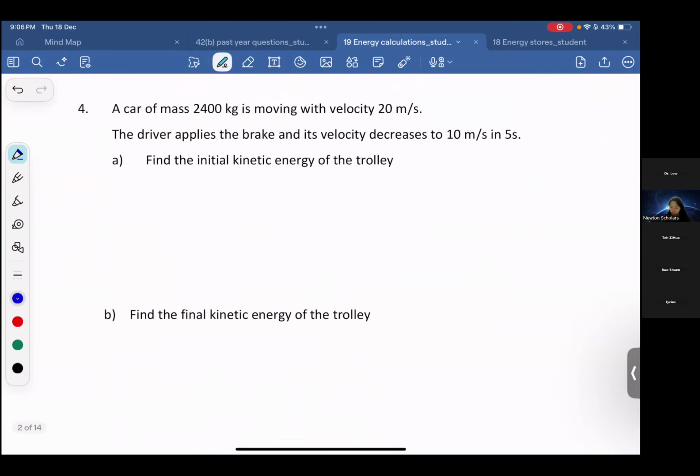Question number 4. A car of mass 2,400 kg moving with a velocity, so this is starting velocity, 20 meter per second. The driver applies the brake and velocity decreases to 10 meter per second, v. In 5 seconds, this is the time. Find the kinetic energy, initial kinetic energy, starting kinetic energy. So can you do the calculation?